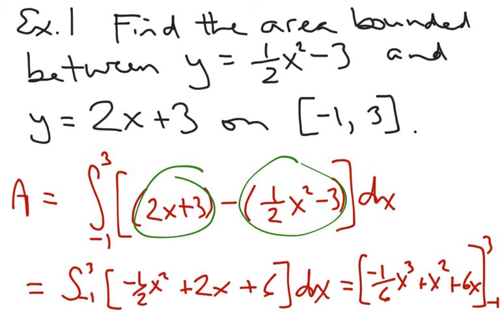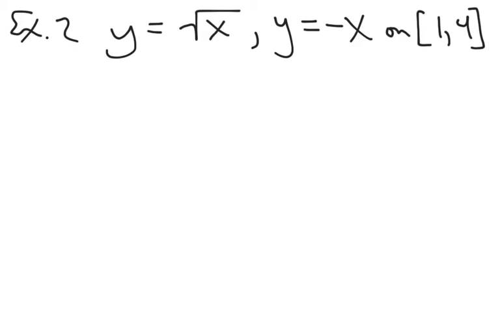Now in all the examples that follow, I'm just going to give you the two functions and then you're going to sketch a picture and figure out what the area is. So in this next example, the two functions that we're finding the area between are y equals root x and y equals negative x, and we're looking on the interval from 1 to 4.